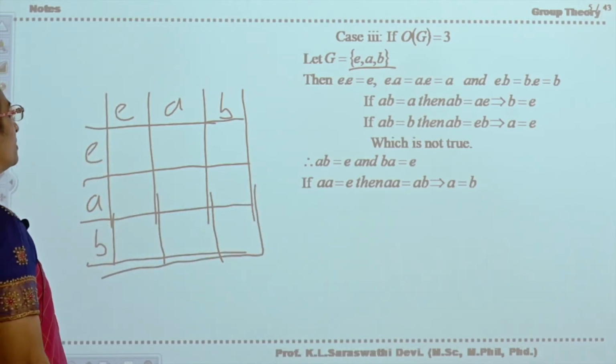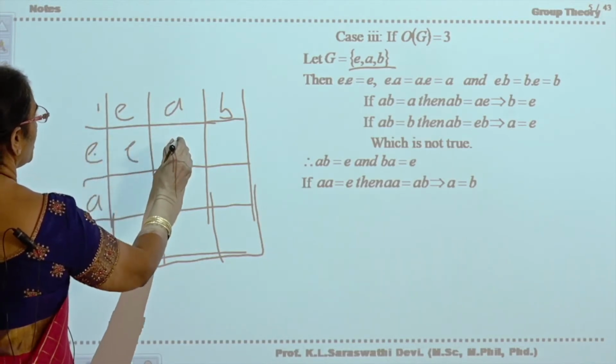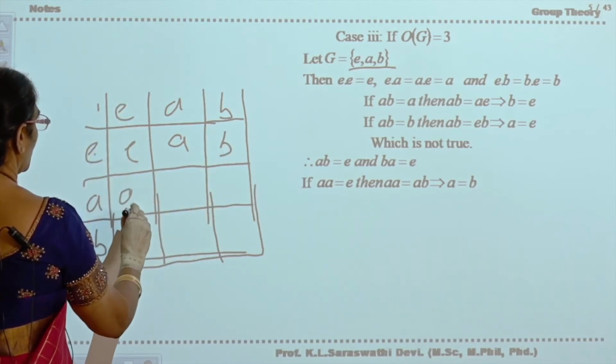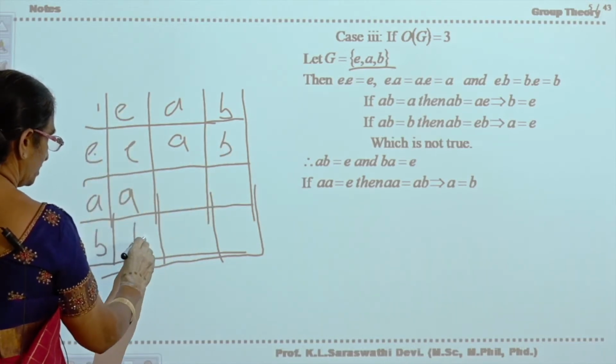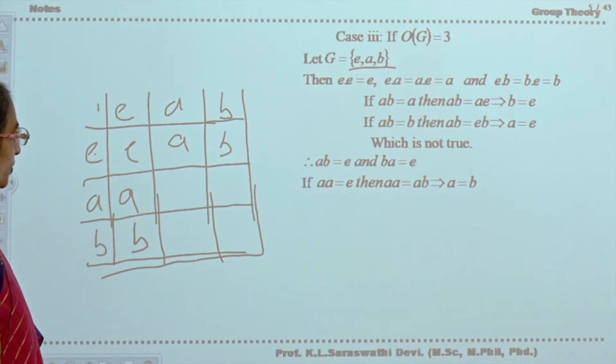See here, dot. E dot E is E. E dot A is A. E dot B is B. Similarly, A dot E is A. B dot E is B. This you have to write first.